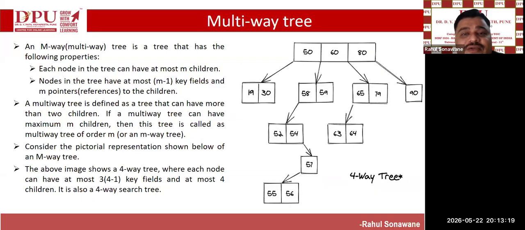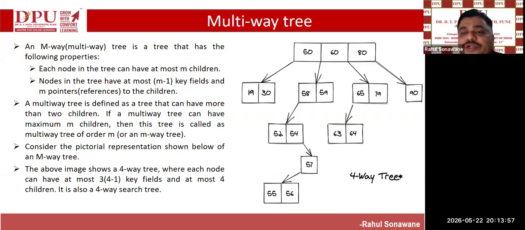Now the last kind of tree that we have to explore in this session is the multi-way tree. Now, what does that mean? Till now, we have seen trees where a node is able to contain a single value. Now we have to generalize this idea and make our tree able to carry more than one value. So an M way or multi-way tree is a tree that has some properties.